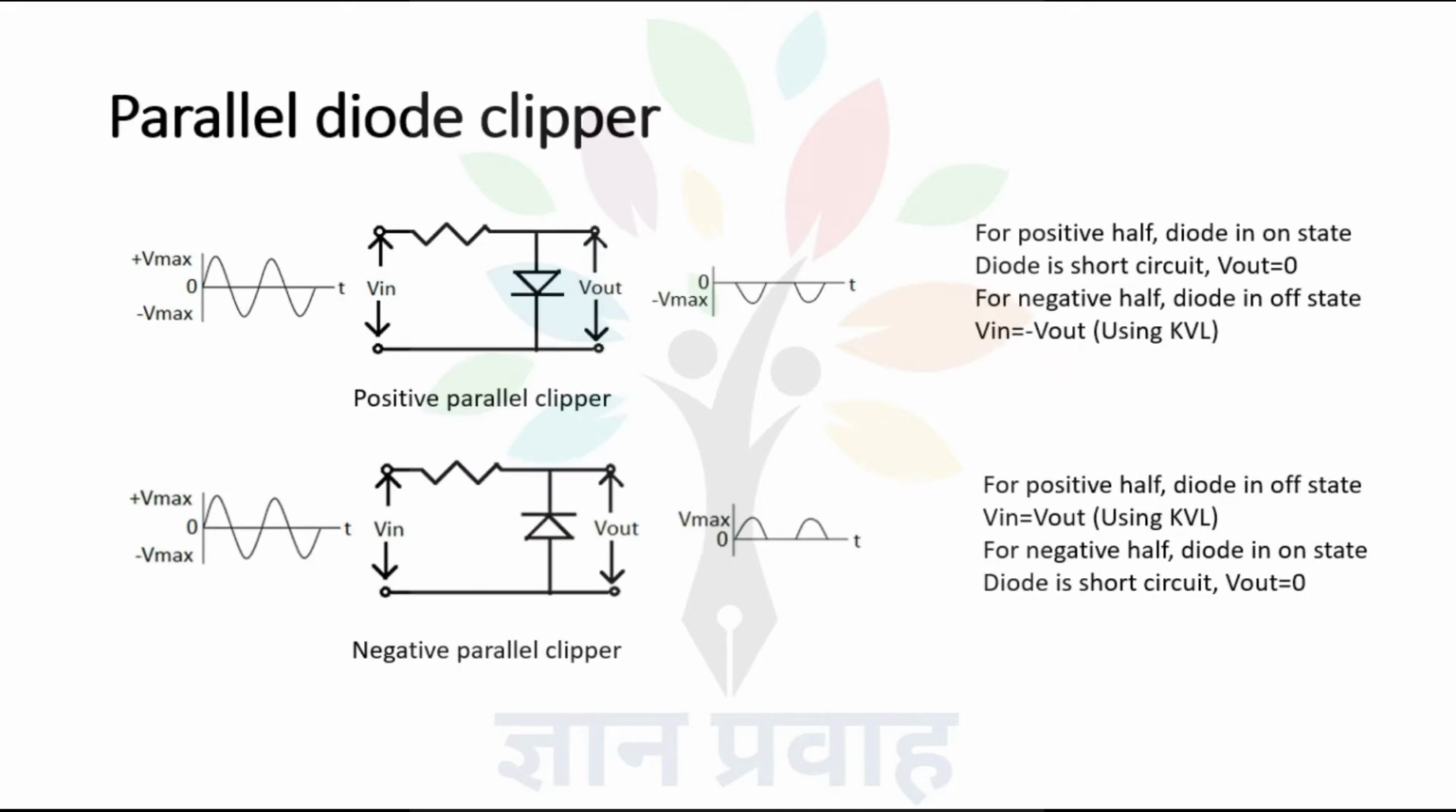Parallel diode clipper. In a parallel diode clipper, the PN junction diode is connected in parallel with the output. So configurations are shown here for positive clipped off and for negative clipped off. The positive parallel clipper circuit has one resistance and a PN junction diode, and across this PN junction diode we have to calculate the output voltage.